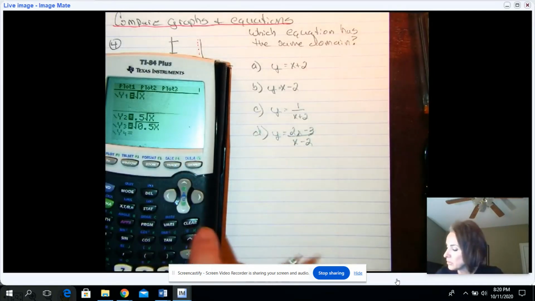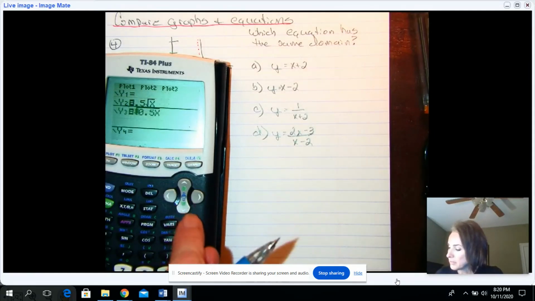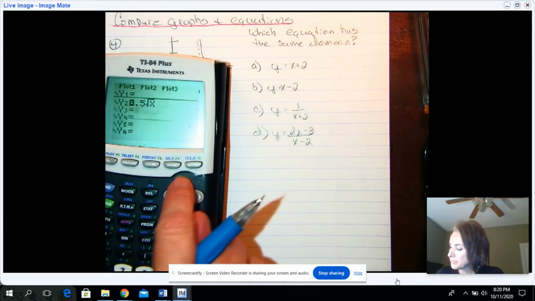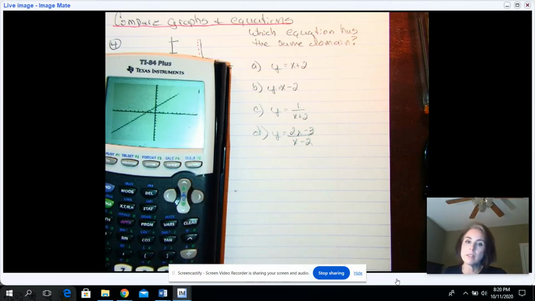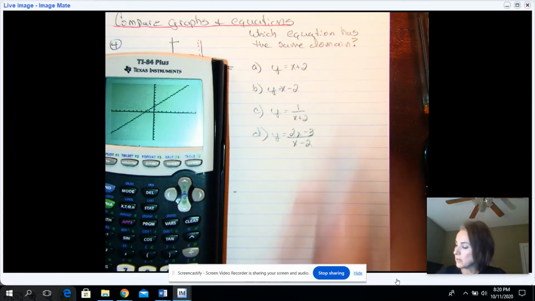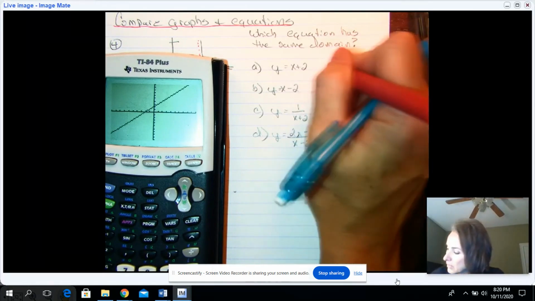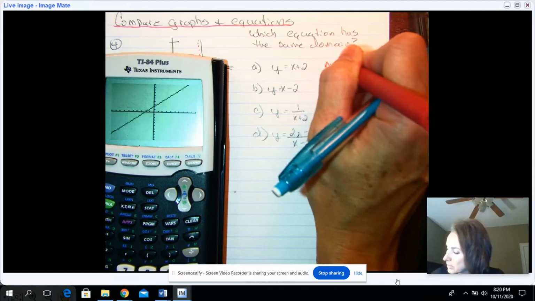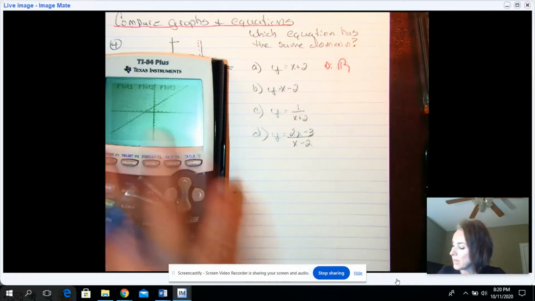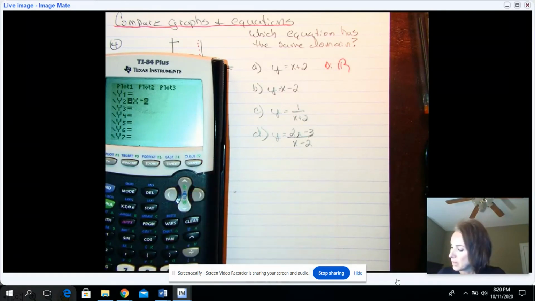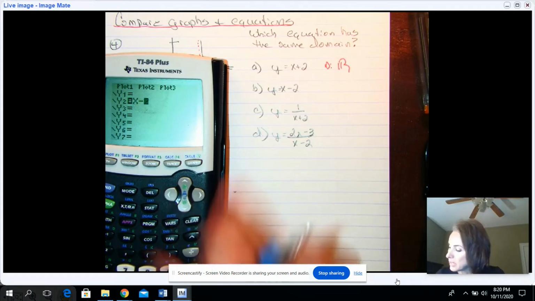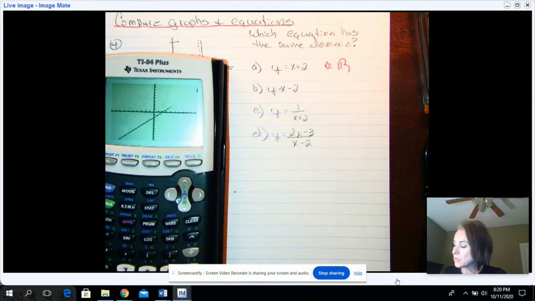If you do y equals x plus 2, and look at the graph, the domain is all reals. So this domain right here is all reals. Same thing's going to happen to x minus 2. If I do x minus 2, and look at the graph, it's also going to be all reals. There's nothing that's going to stop that.